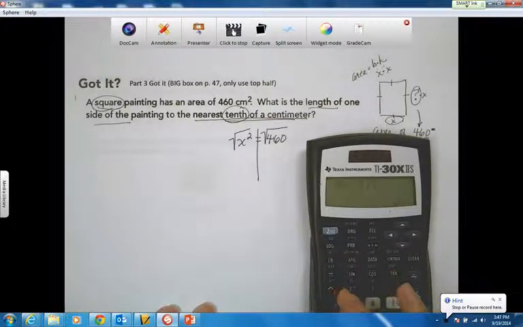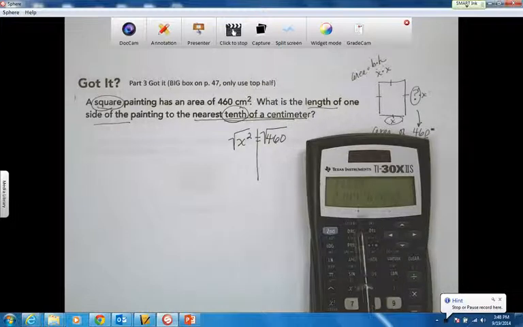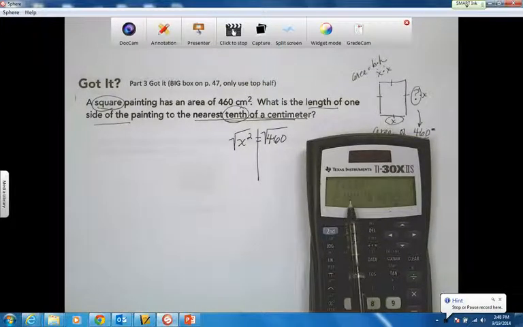Second square root, and I'm going to put in 460. Enter, and I'm going to round to the nearest tenth. And remember, this is the tenth place right here. Okay, so I have to look at this number to choose if this is going to go up or not. So remember, 4 and below, you let this number go. So my final answer is 21.4.